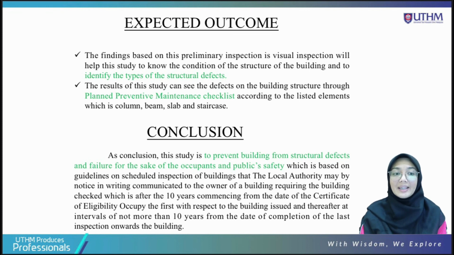writing communicate to the owner of a building requiring the building check, which is after 10 years commencing from the date of the certificate of fitness for occupation, the first with respect to the building issued, and thereafter at intervals of not more than 10 years from the date of completion of the last inspection onwards of the building.